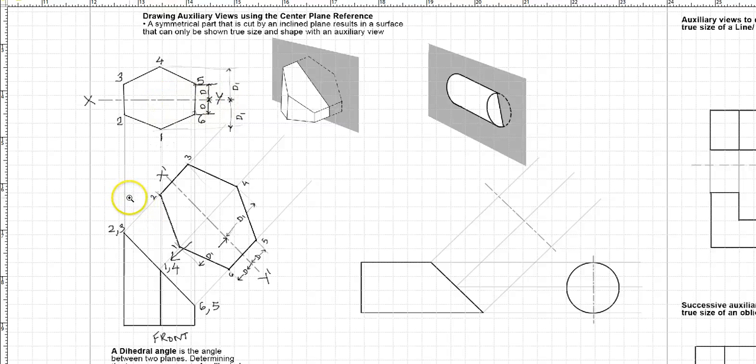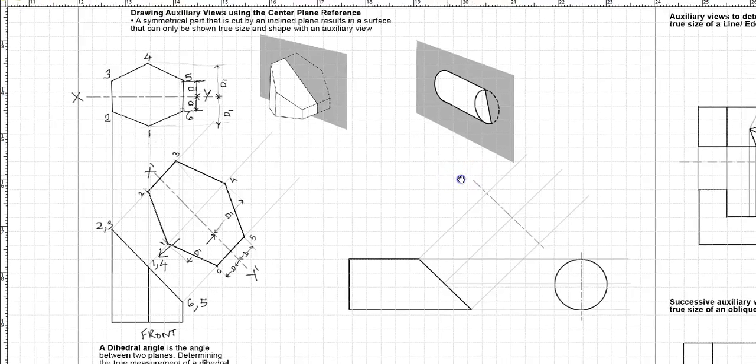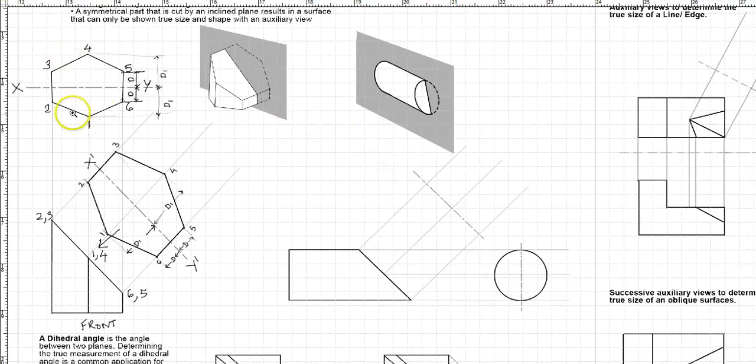Now if I were to do another exercise using the same center plane reference on this side, the only difference here is that instead of a hexagon we have a perfect circle which we have to draw in auxiliary view. Now when we have a circle or a cylinder and that is cut at that angle, first we identify the angle and we project it onto our auxiliary view.